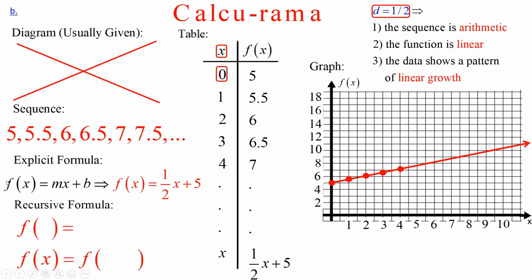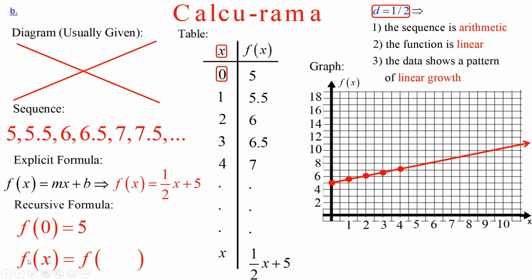All right, and then we've got f of, now remember your recursive formula, this is function notation of your first ordered pair in the table right there, which is 0, 5. So the x is 0, f of 0, and what does f of 0 equal? It equals 5. Right on.